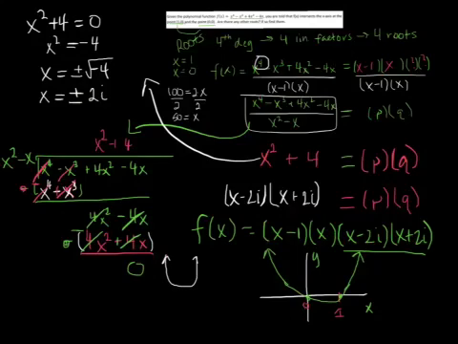So it is important to remember that roots don't necessarily mean that we're always going to hit the x-axis 4 times. It does mean, however, that there are 4 values. They might be complex, they might be real. Either way, they're going to make our function equal to 0.